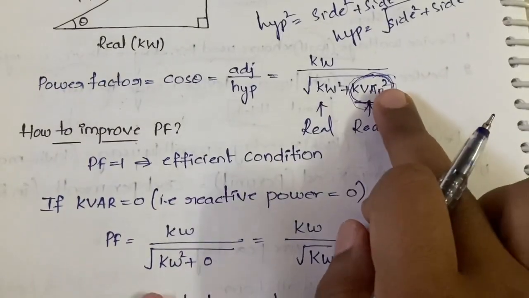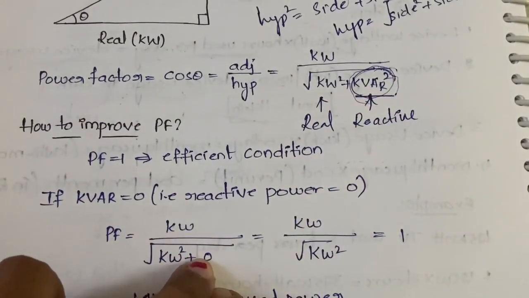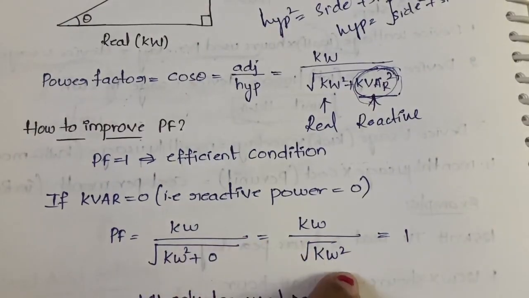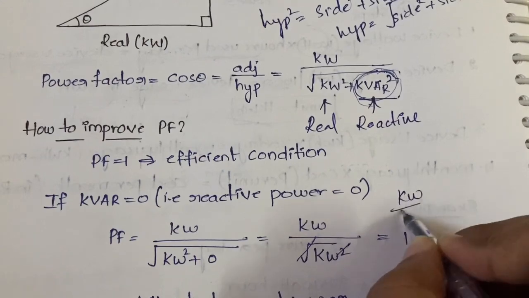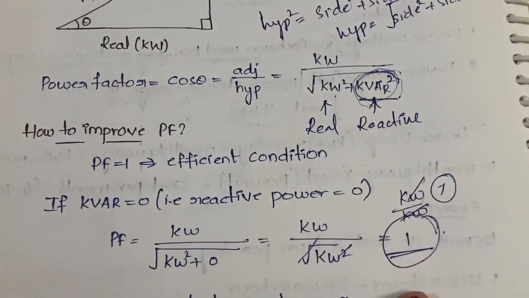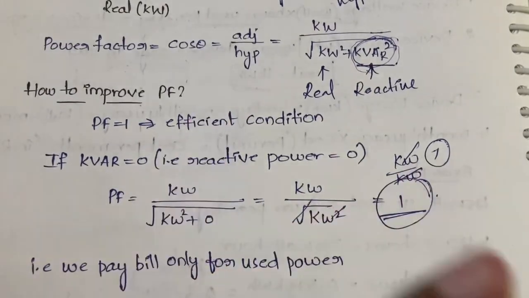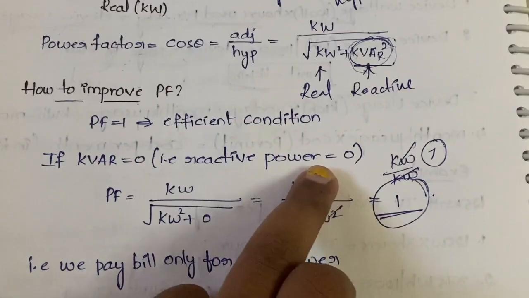So when you are making it 0, what will happen? kW by root of kW square plus 0. So you will get kW by root of kW square. So here the square root cancels, you will get kW by kW. When you cancel, you will get 1. So you got the power factor as 1, right? That is the efficient condition. Power factor is 1 means what? The reactive power is 0.